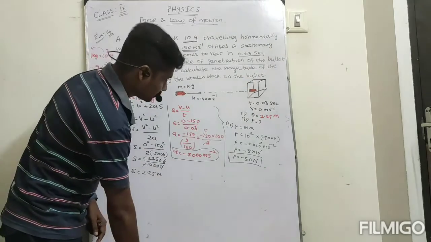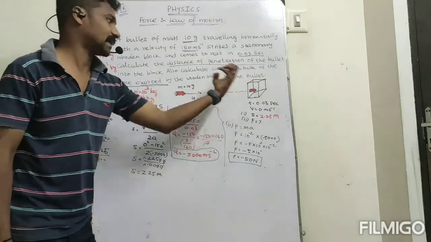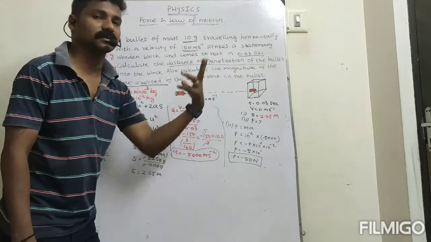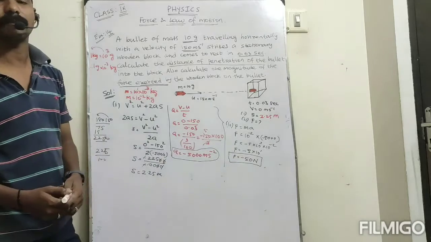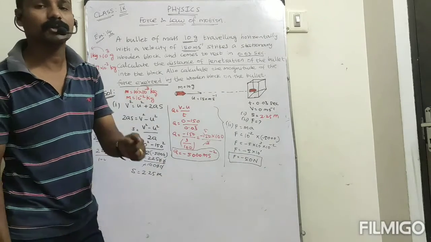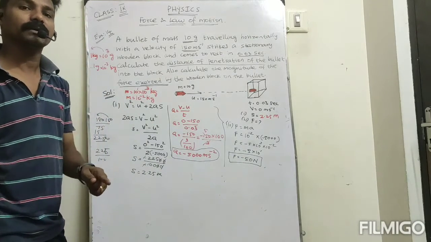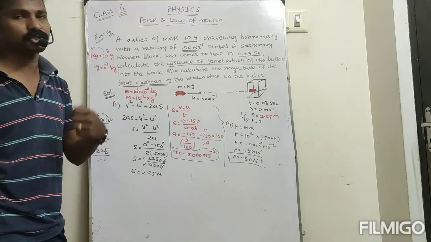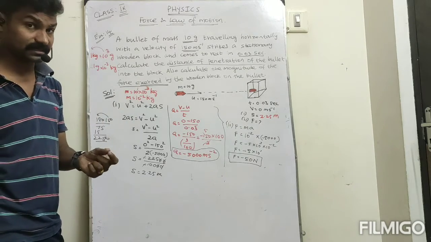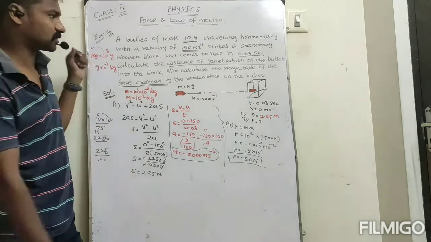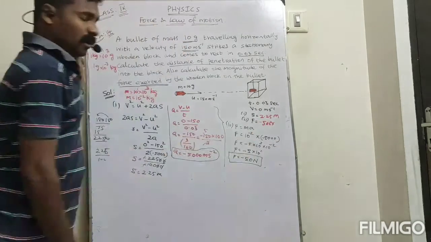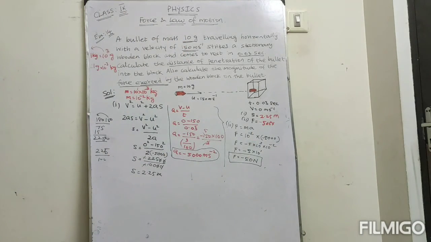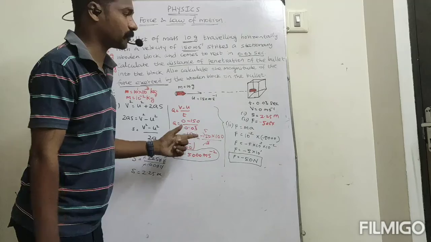So the first one we found, the bullet penetrating distance inside the block, is 2.25 meter. Next one, the force exerted on the bullet by the block is minus 50 Newton. The magnitude is 50 Newton. Why is it a minus sign? It is opposite to the bullet. The force is exerted opposite to the bullet's movement. So it is minus 50 Newton. Okay, students, I hope you understand.